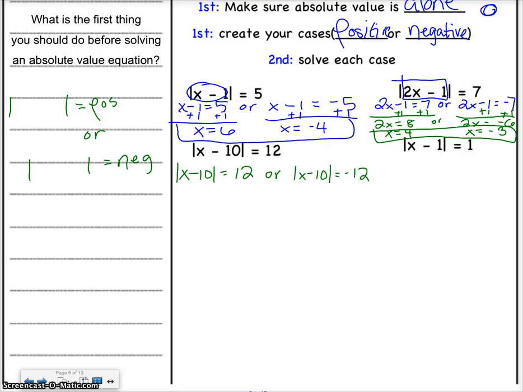Now I don't really love this strategy because my absolute value sign should be gone. So now you could erase that absolute value, because once you make your cases, you shouldn't have absolute value. Cases means the positive and negative. And then you could go plus 10, x is 22, or plus 10, x is negative 2. So that's a template.